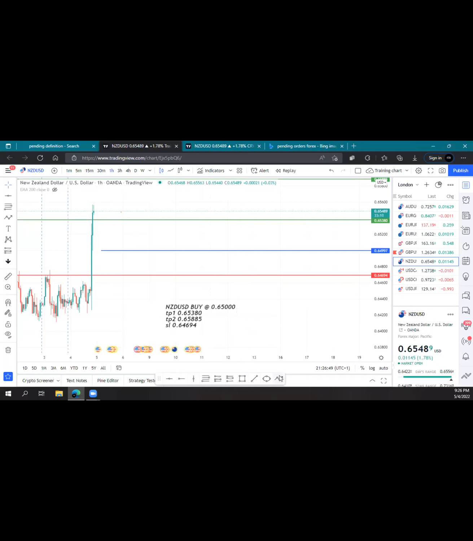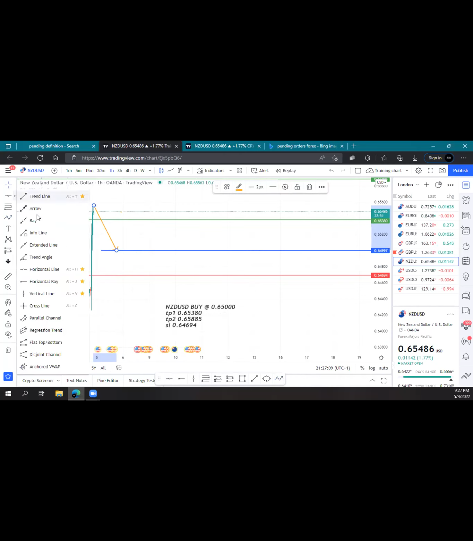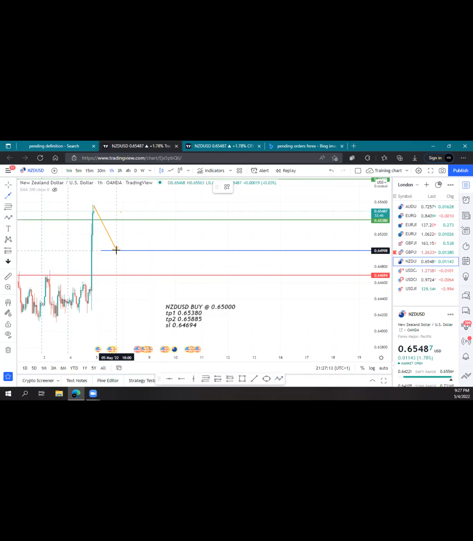So in the normal sense or reasoning, you're supposed to know that for me to buy at 0.65, this market would have to drop down to 0.65. It will have to come down to 0.65. At this area is where I want to enter for a buy. So once you enter for a buy here, now you set your take profit one at the top, TP2 above.